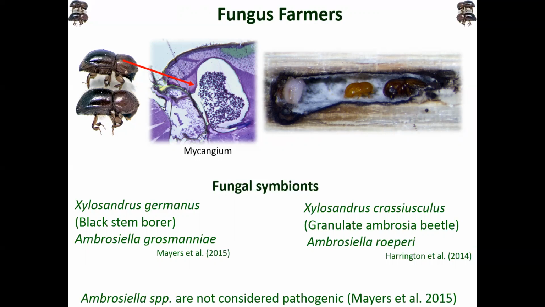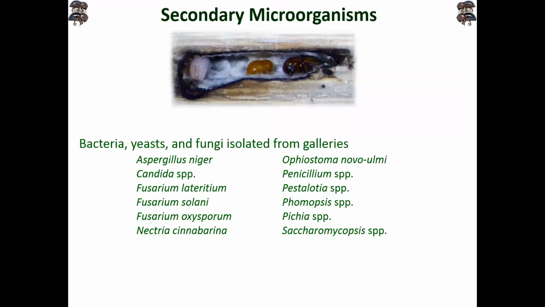Now, both of these species and Ambrosiella in general are not considered to be plant pathogens, and so that's an important point that I want to make. However, these ambrosia beetles are associated with a variety of secondary microorganisms, some of which are known to be pathogenic, and that includes a number of bacteria, yeasts, and fungi that have been isolated from the galleries. And it's possible that spores can be carried on the surface of the beetle, for instance, the cuticle, that are then quote unquote accidentally introduced into the tree, or as a result of an open wound being created in the tree, you could then have these opportunistic microorganisms that would take hold.